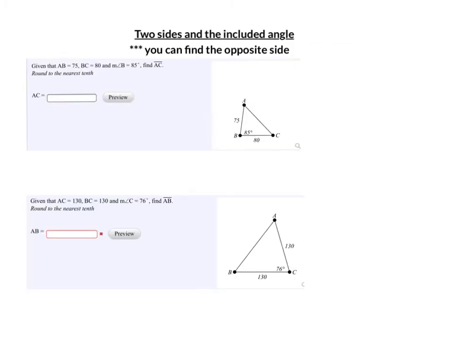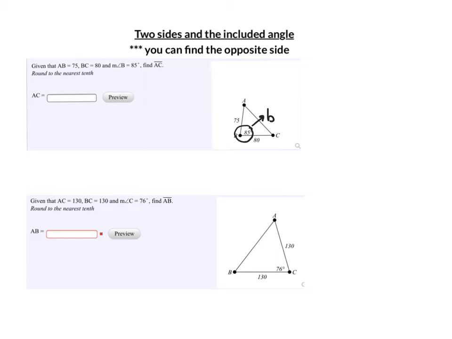Here are two examples, and this is the first case. I have two sides and the included angle, the angle between the two sides. What can I do? I can find the opposite side. So in the first example, I have angle B is 85 degrees. I can find the opposite side. We'll call that little b.